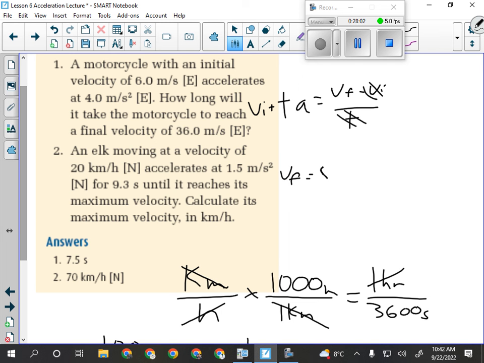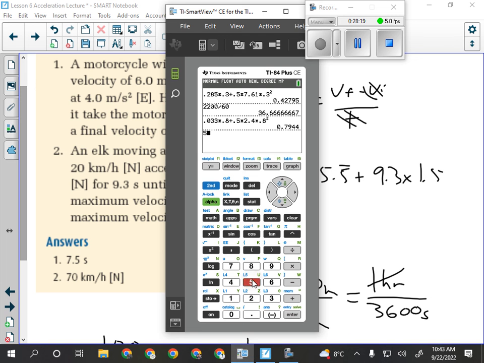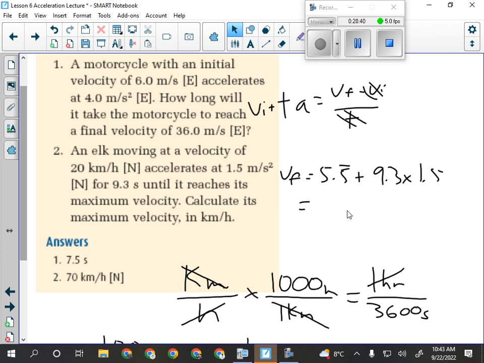So I'm gonna have 5.5 repeating, I think, right? Yeah, okay, plus 9.3 times 1.5, right? And that should give us our 70 kilometers per hour, but we'll get it in meters per second when we do this. Okay, so 19.5 meters per second, 70 kilometers per hour. Okay, everybody all right with that? Okay, so just be on the lookout for that. It doesn't happen very often, okay?